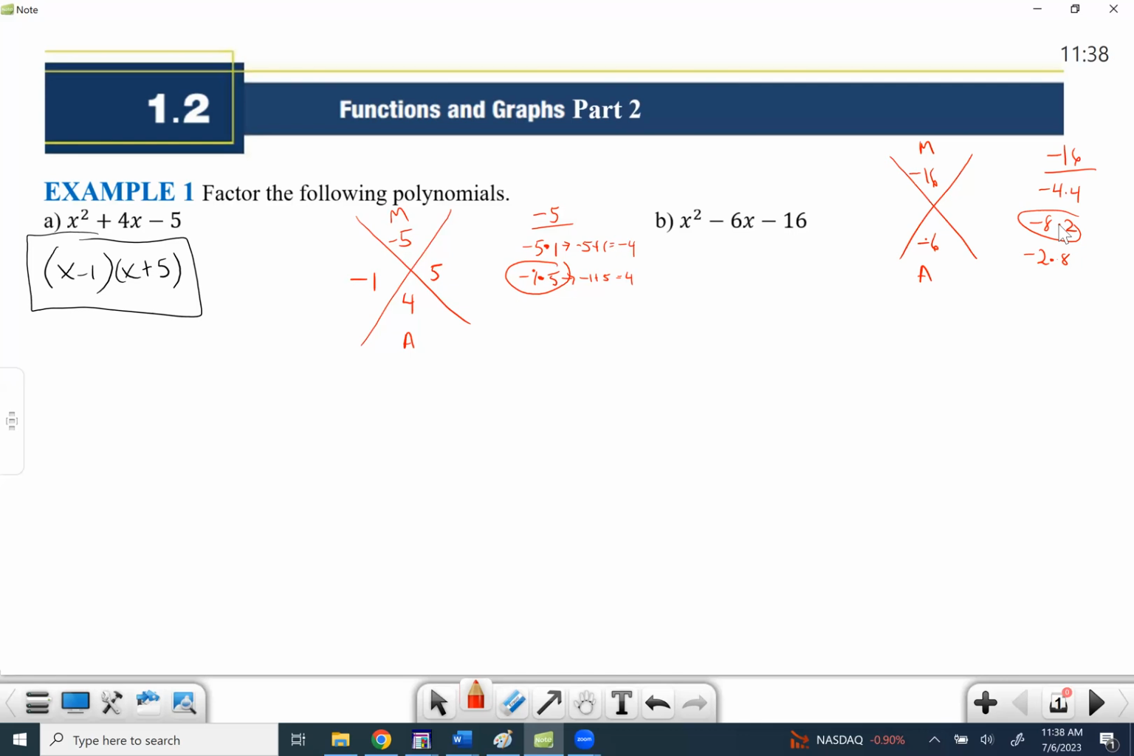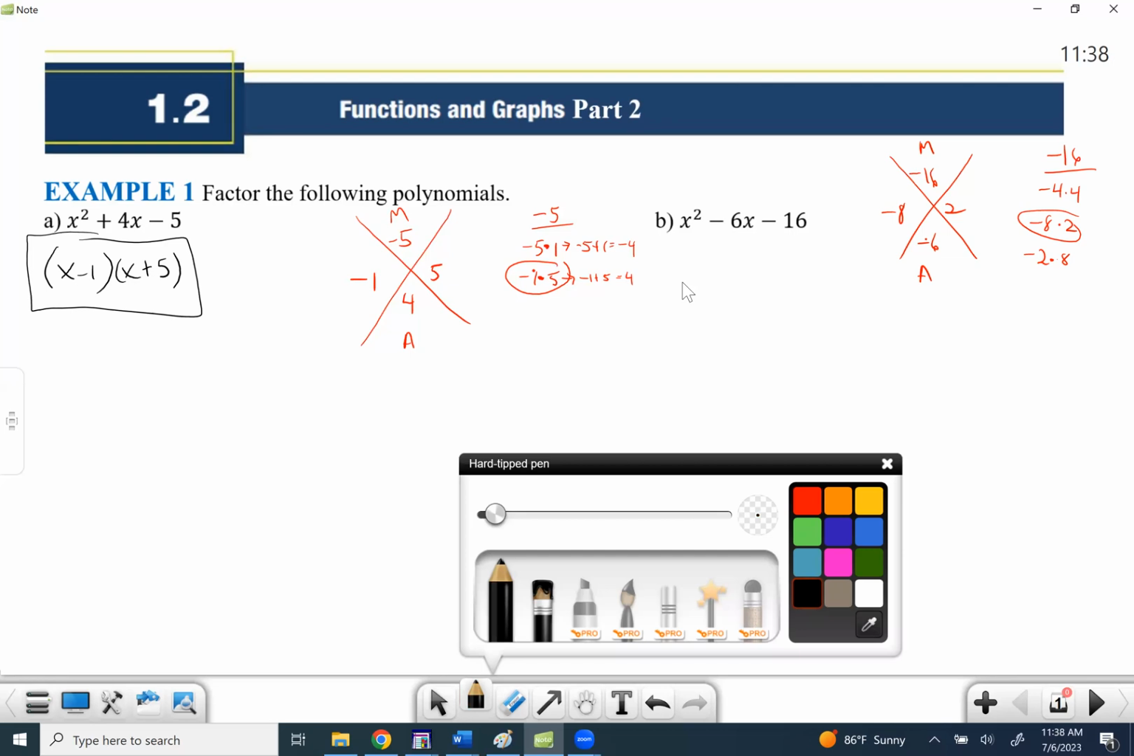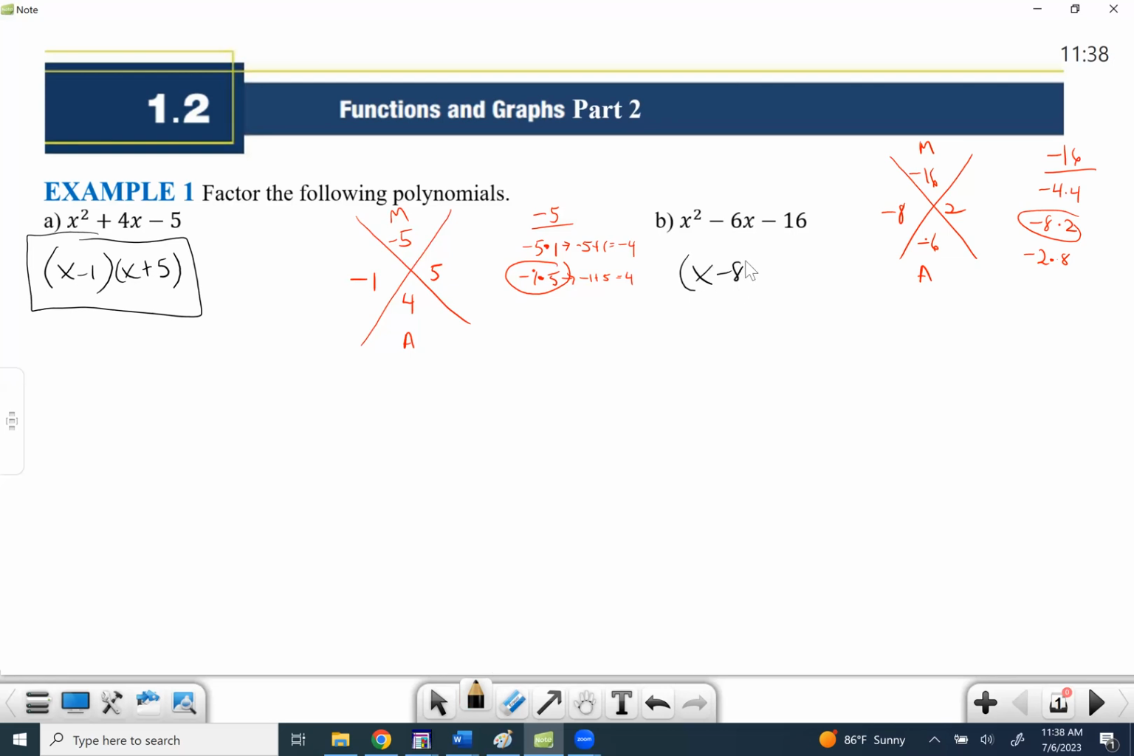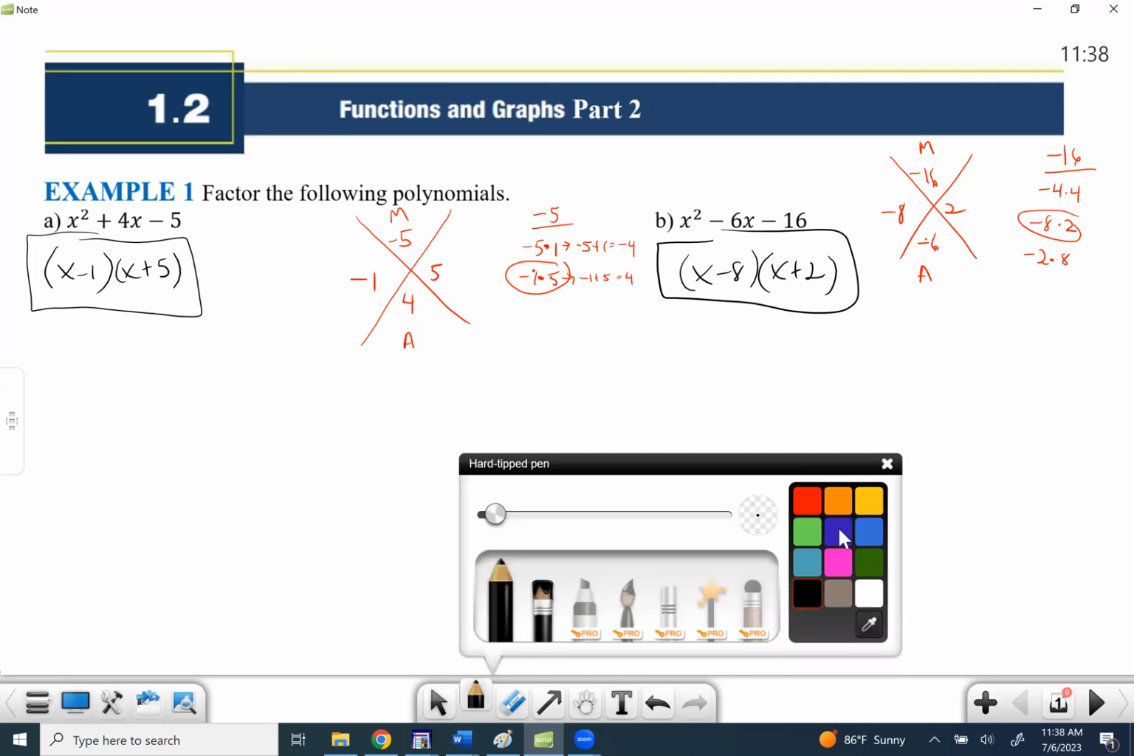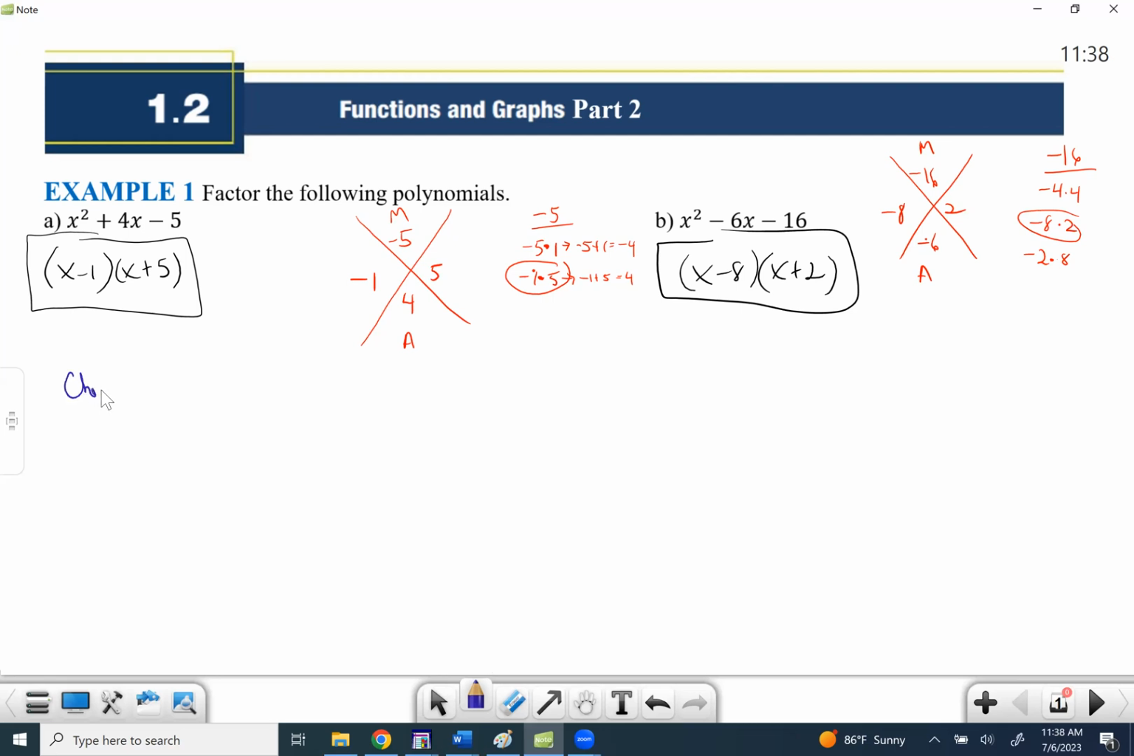When we go to put these into the parentheses, keep their signs, right? If that's a -8, then it's x minus 8. If it's a +2, then it's x plus 2. Now, you can always check this. When students factor incorrectly, I'm like, well, did you check it? You have a way to know right away if you're right or wrong. So we're going to go ahead and check to make sure that we indeed factored this correctly.